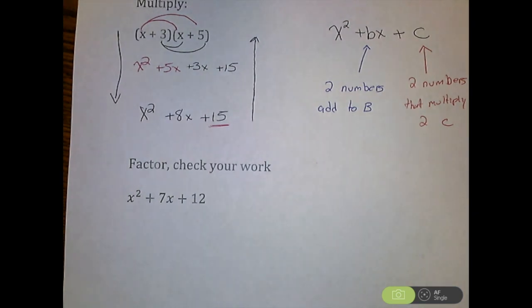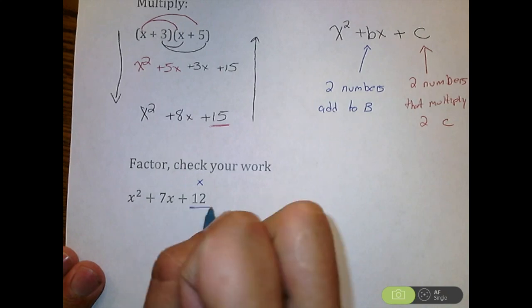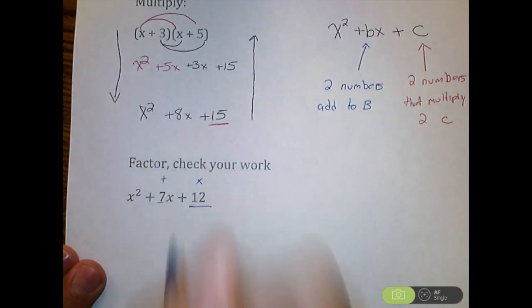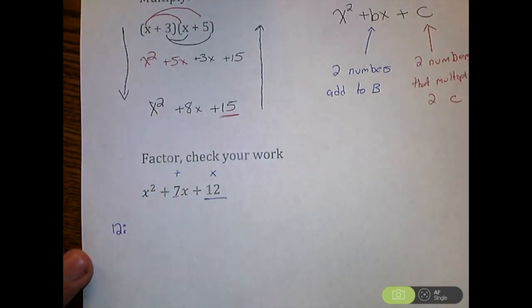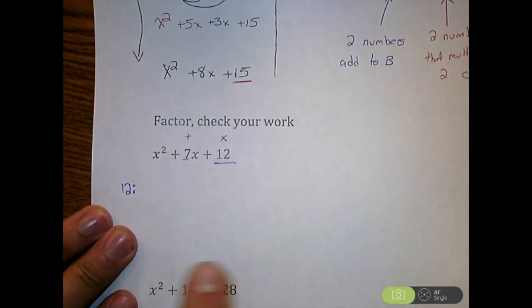The best thing about this is we're going to be able to check our work and know we're right. So we're going to factor and check our work. I need two numbers that multiply to 12, but when we add them together, we get 7. What I like to do is first list out all the different pairs of numbers that multiply to 12. I start small and work my way up.